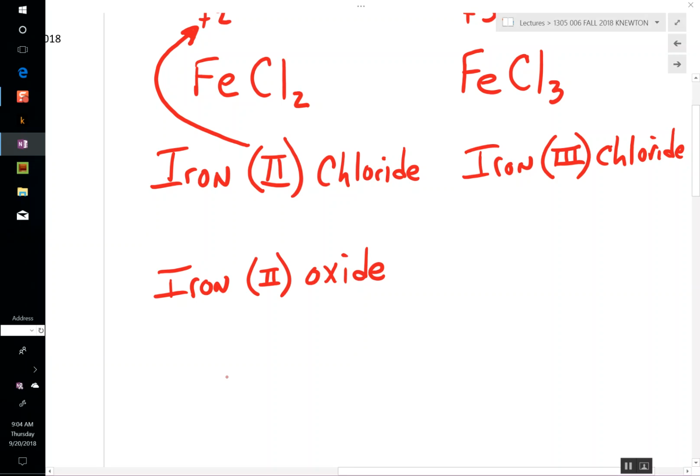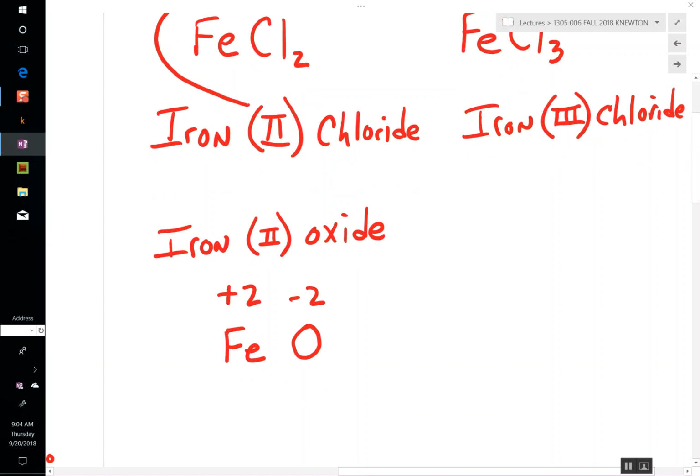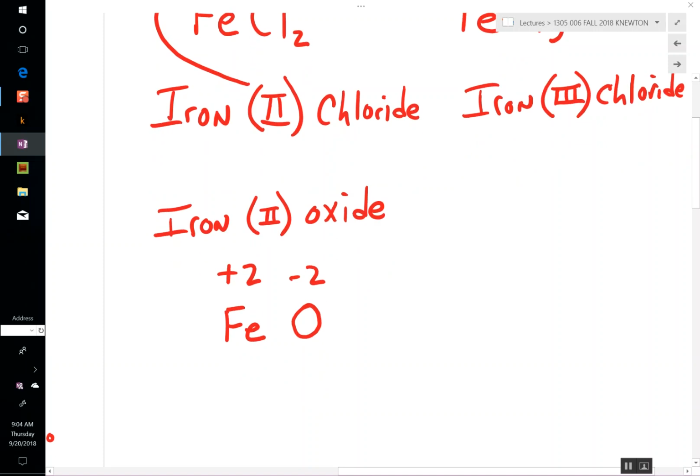So to do that, I know the symbol for iron is Fe. I know the symbol for the oxide ion is O. What is the charge on the iron? +2. Where are we getting that? Right from this. This is telling us this, nothing else. What's the charge on the oxygen? What's the formula for iron 2 oxide? FeO.